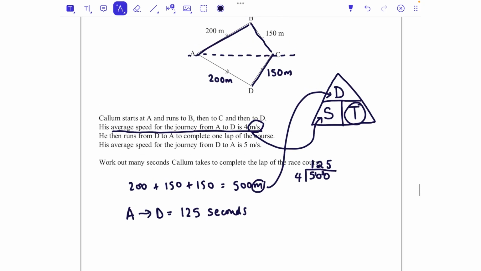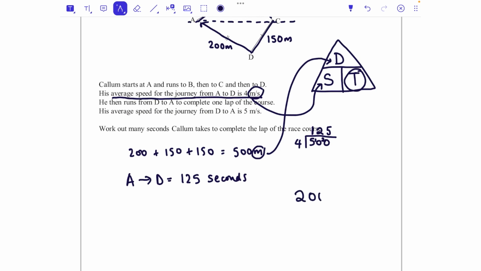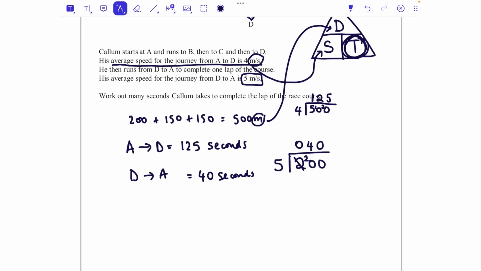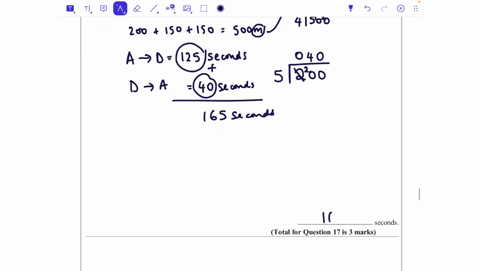And then we also need to think about D to A. So D to A we know is 200 meters, that is the distance. And the speed, we are told, is 5 meters per second. So again, if we want to know the time it took, we're going to do distance divided by speed. And 200 divided by 5, well, 5 doesn't fit into 2. Carry that 2 over. 5 into 20 goes 4 times. And 5 into 0 is 0. So that is 40. In total, to work out how many seconds it took him to complete a lap of the racecourse, we would need to add those together. So 125 add 40 is 165 seconds. There we go.